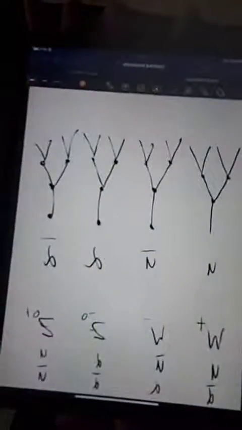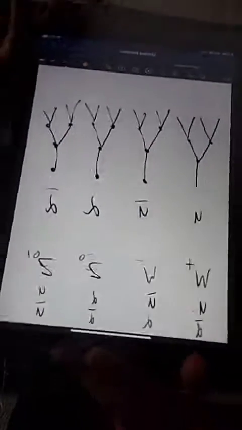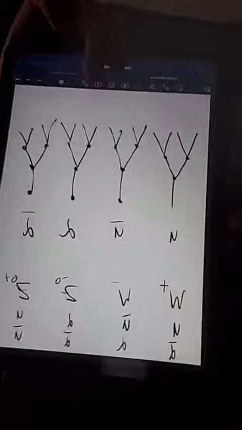So W minus is going to be the opposite. It's going to be U bar. D Z0 minus is going to be down bar. Z0 plus is going to be up bar. So you can already see that there's going to be some forms that we're going to start seeing. So the W plus is going to mean that we have processes.